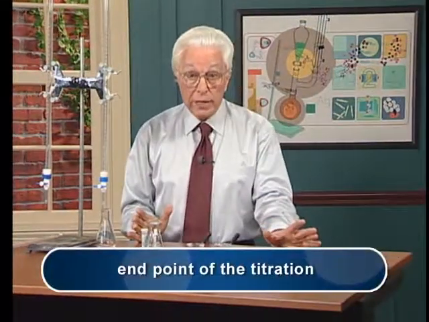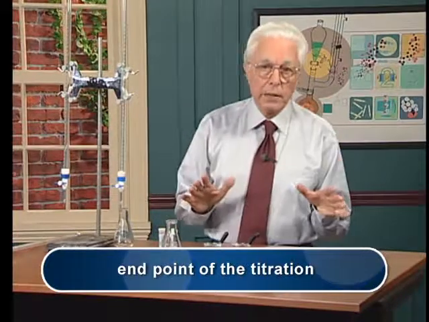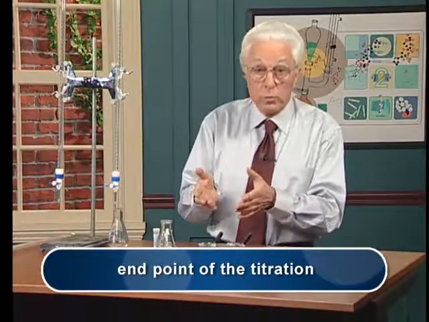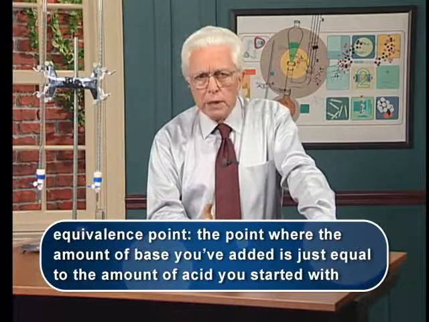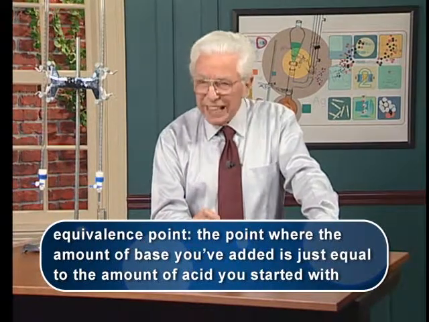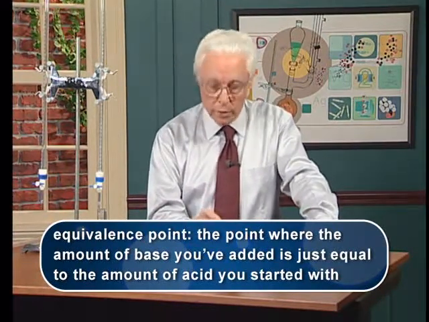You have now reached what is actually called the end point of the titration. It's called the end point simply because it's the point where you end the titration, since the color of the indicator has changed. It also should be the equivalence point, which is the point where the amount of base you've added is just equal to the amount of acid you started with. The end point of a titration and the equivalence point theoretically should be exactly the same, although they can and sometimes will differ by an insignificant amount.